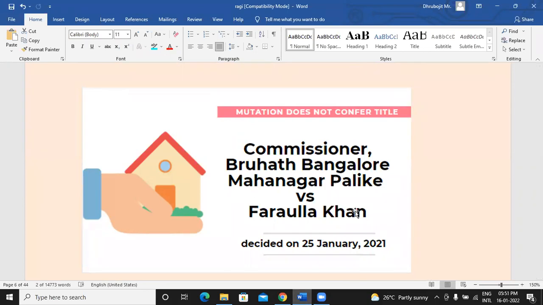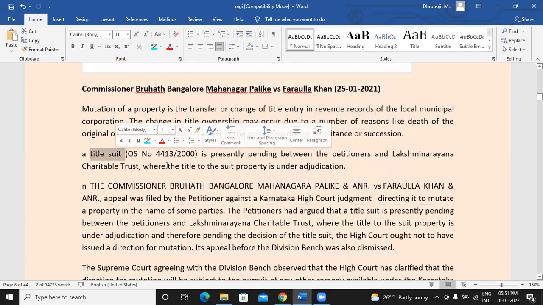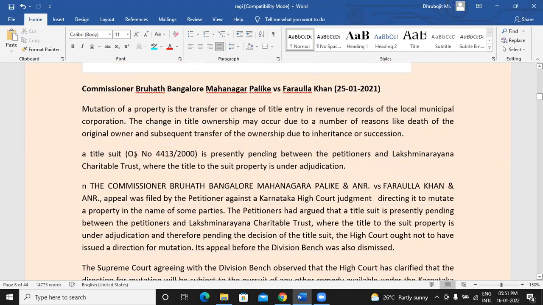Okay, now what is this case all about? This is Commissioner BBMP versus Furaullah Khan, again from 2021. What happened in this case is there was a title suit, an original suit for a property matter. They approached the court and filed a case to decide the ownership of this property. This case was going on between the petitioner and a charitable trust, where the title to the suit was under adjudication, as in they were still deciding on the matter.